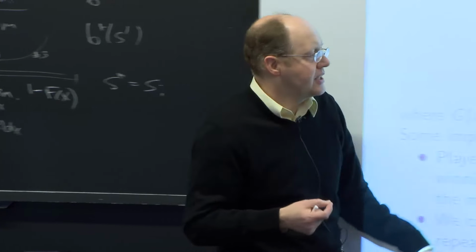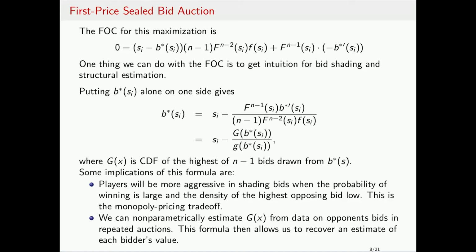And so bid shading is based on how likely you are to win, which gives you the inframarginal gains from lowering the bid, and then the G is the increased probability of losing, and so I mark down based on those ratios.